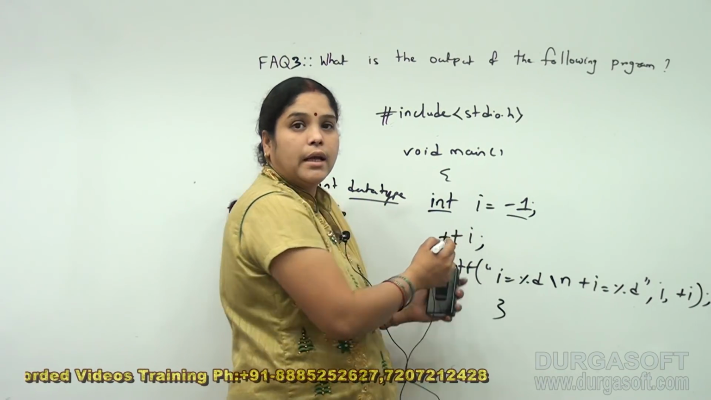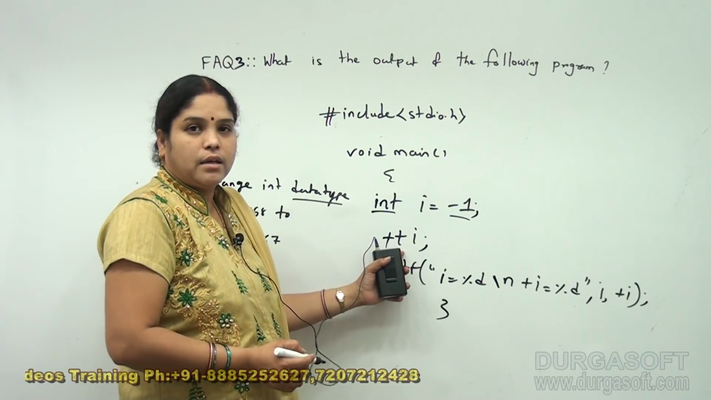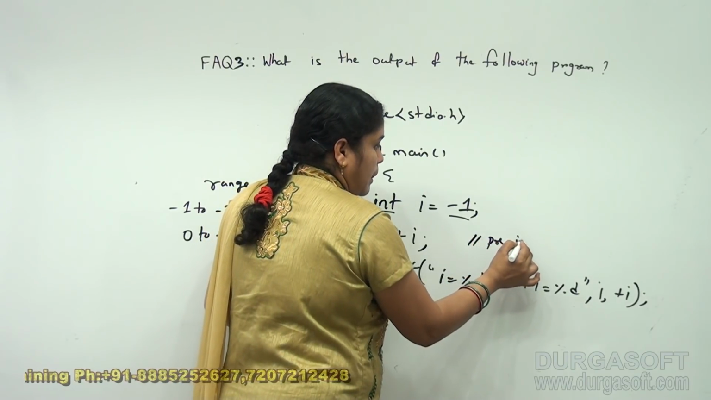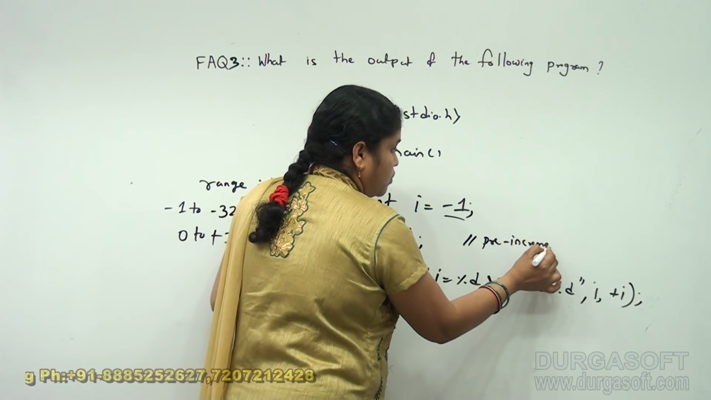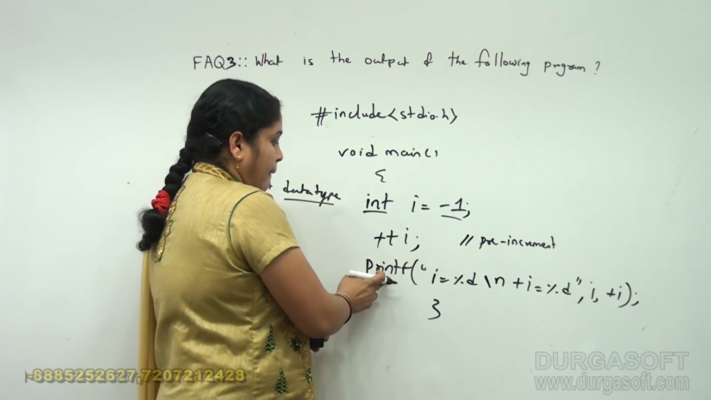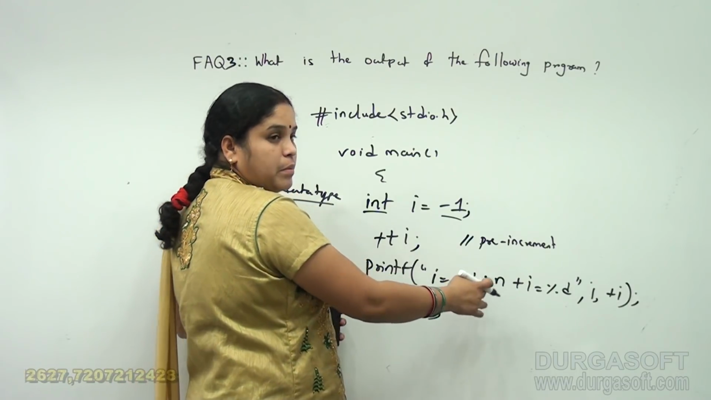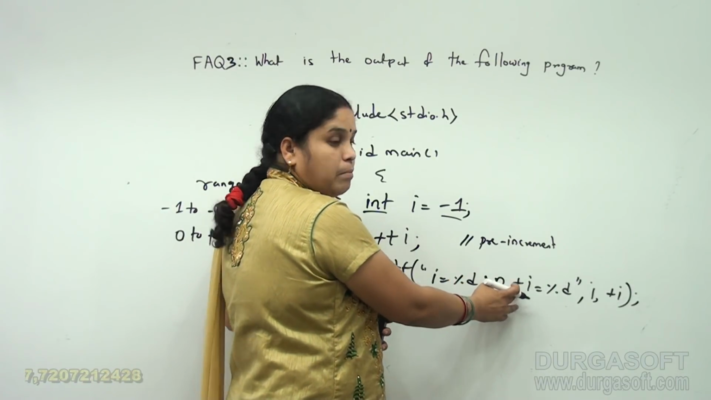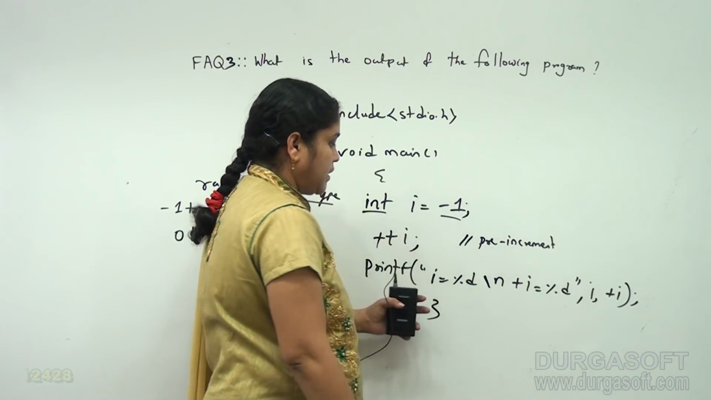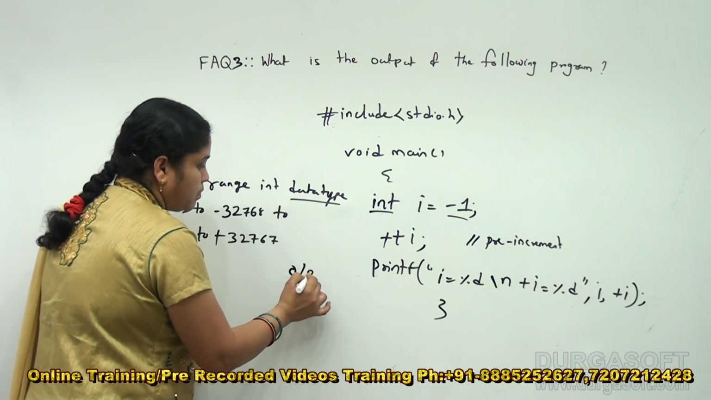So I am using int i equal to -1, then ++i. ++i is known as pre-increment. What is the use of pre-increment? Increment the value, then display. So printf("i = %d\n"), print the statement into a new line, then "++i = %d", i comma ++i. %d reads the i value, and you get the output.